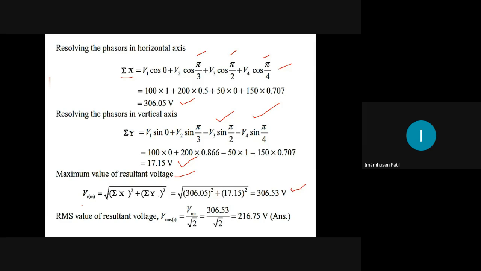In the problem, what has he asked? RMS value of resultant voltage. Okay. RMS is equal to maximum by root 2. Whatever we have calculated, this is the maximum. Divided by root 2, you will get the RMS value, 216.75.